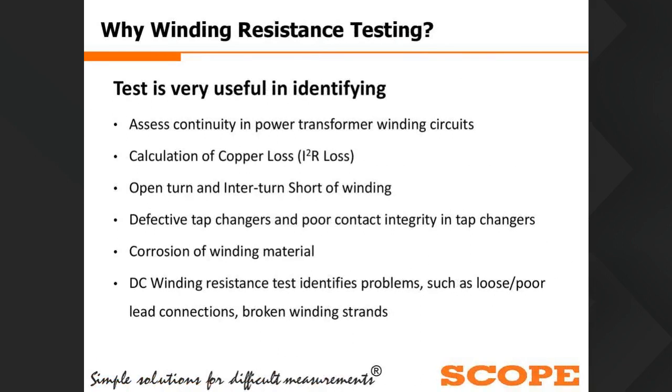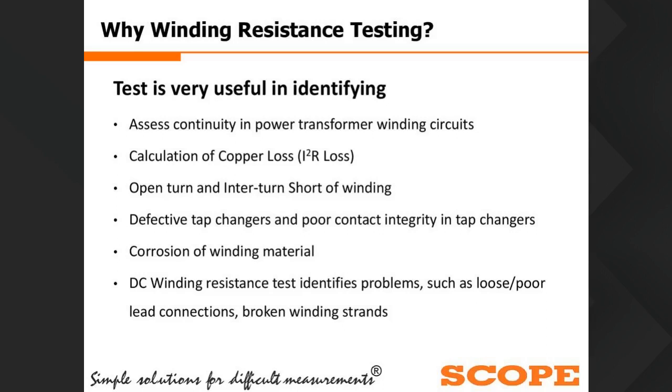So then, the next question: why do we need to do a transformer winding resistance test? Basically, this test is very useful to identify excess discontinuity in the winding circuit of a power transformer. Also, it helps calculate the copper losses, to find out whether the copper losses are increasing or not. Then, to find out whether any interturn short or open turn has happened or not.